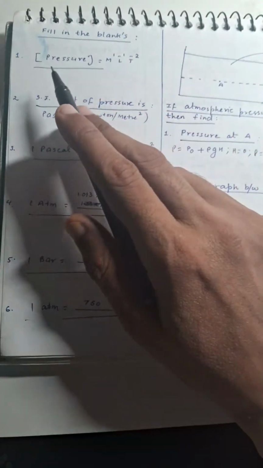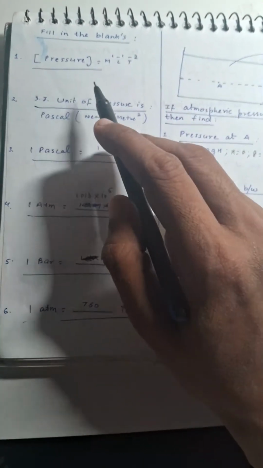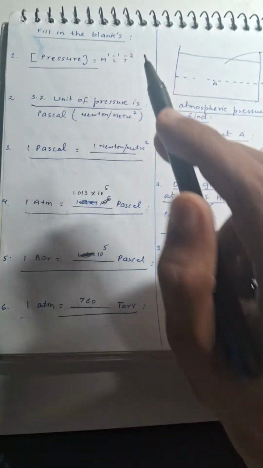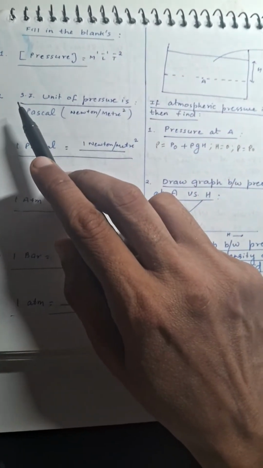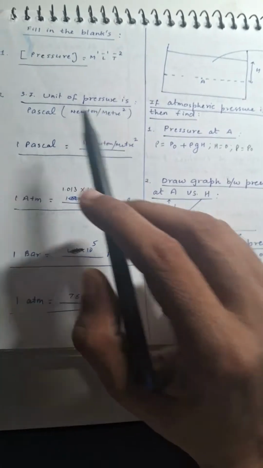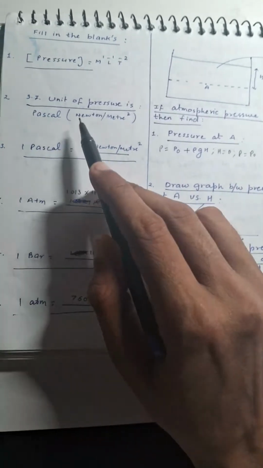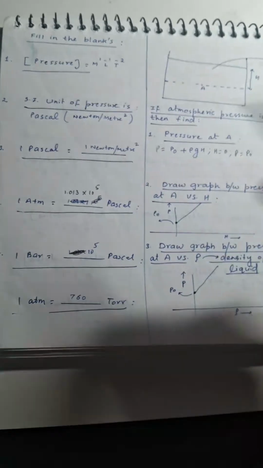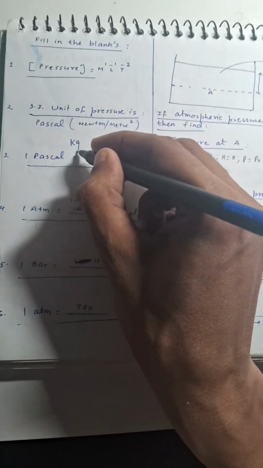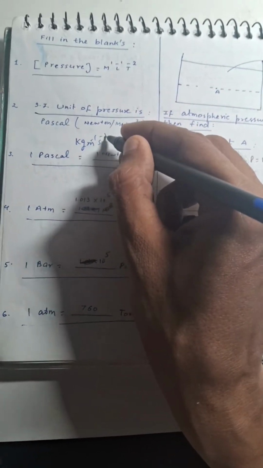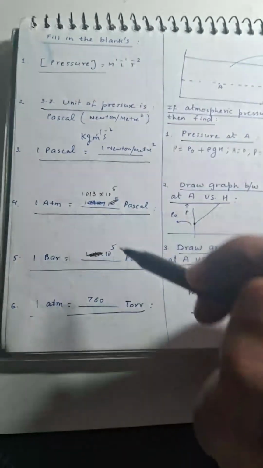Pressure. So the first question is dimension of pressure. So it is M1 L minus 1 T minus 2. Next question is SI unit of pressure. So SI unit is Pascal or Newton per meter square. And it can also be written as kg meter minus 1 second minus 2. So all of these are the same thing.